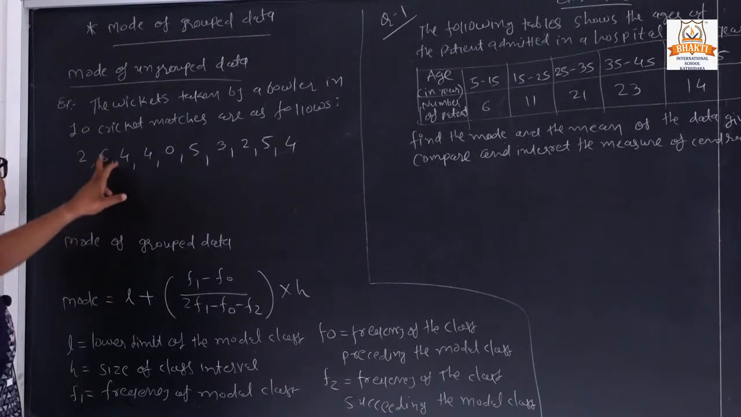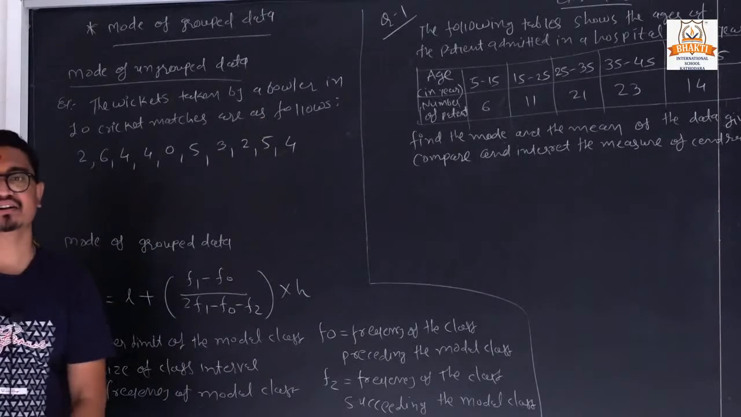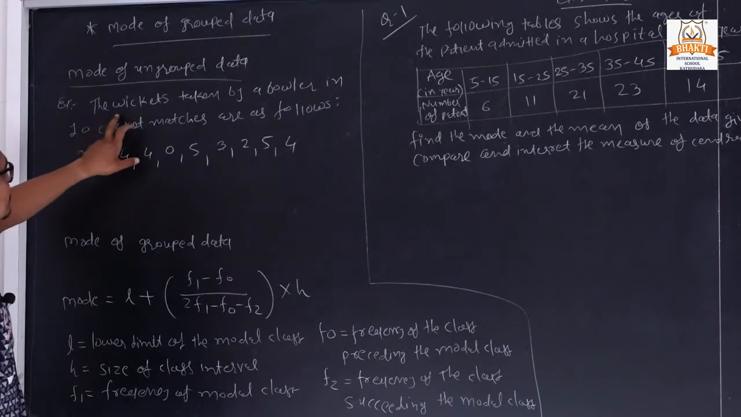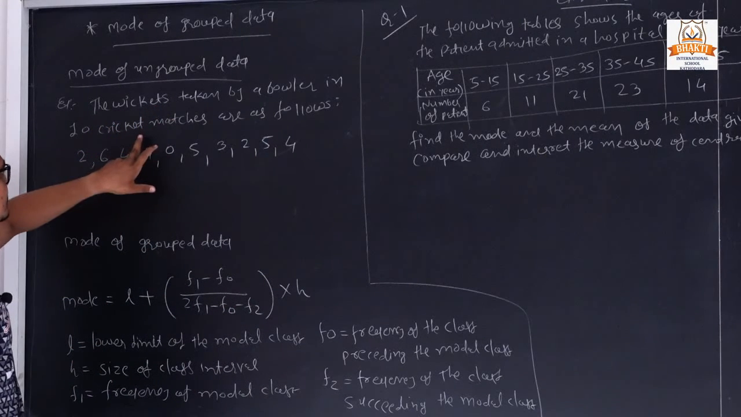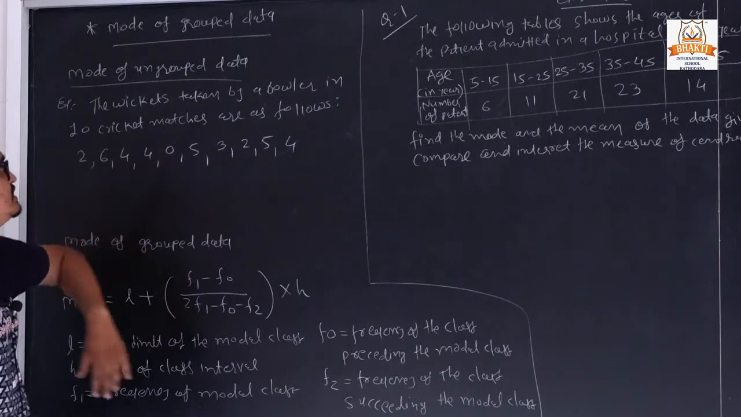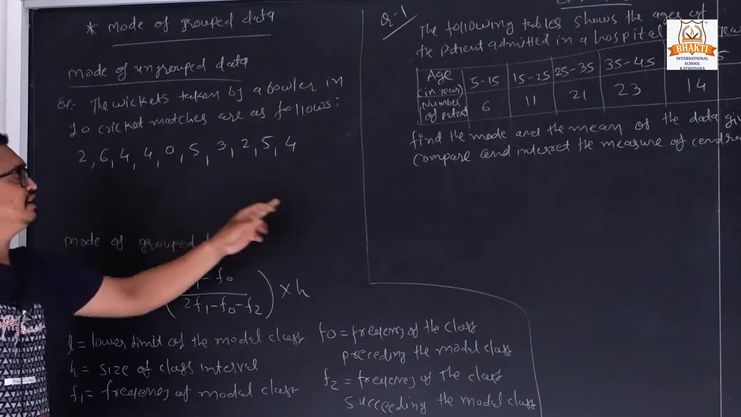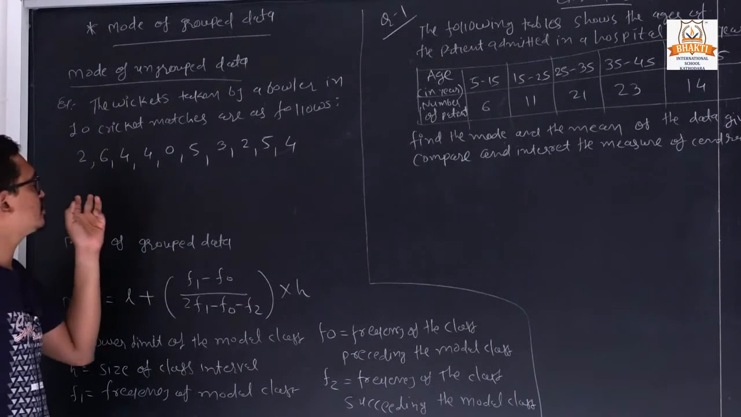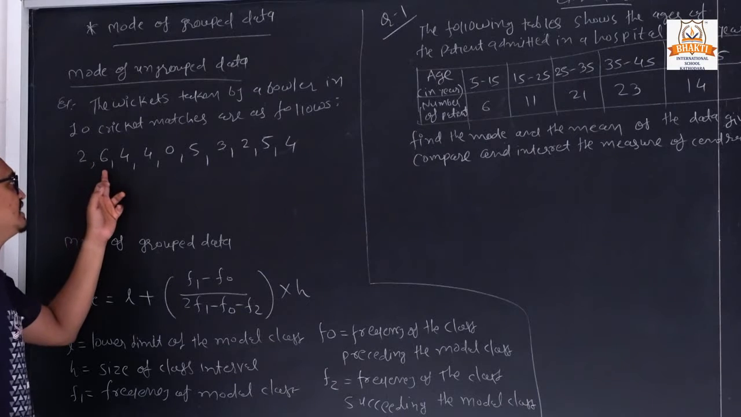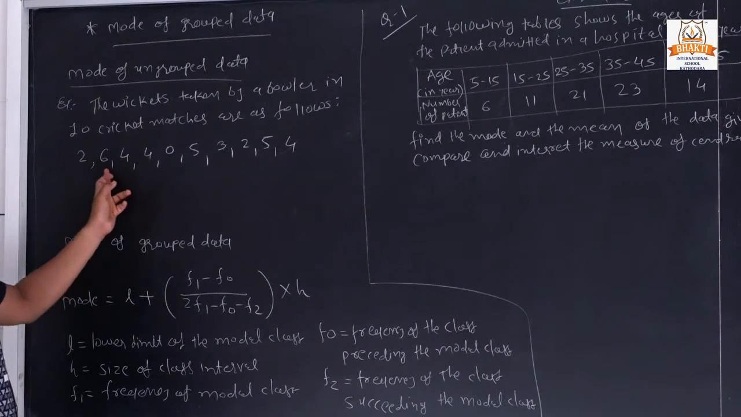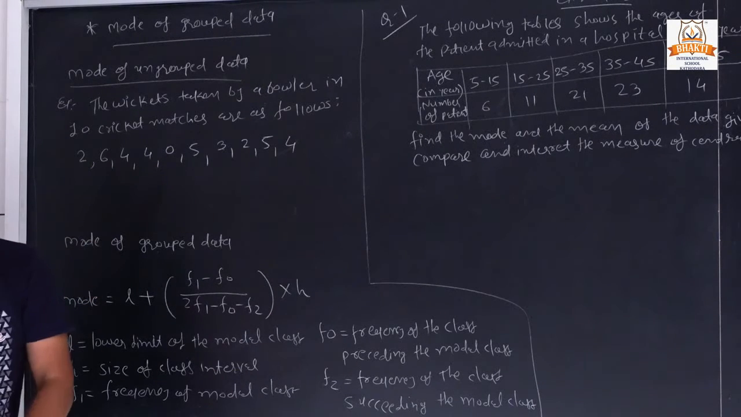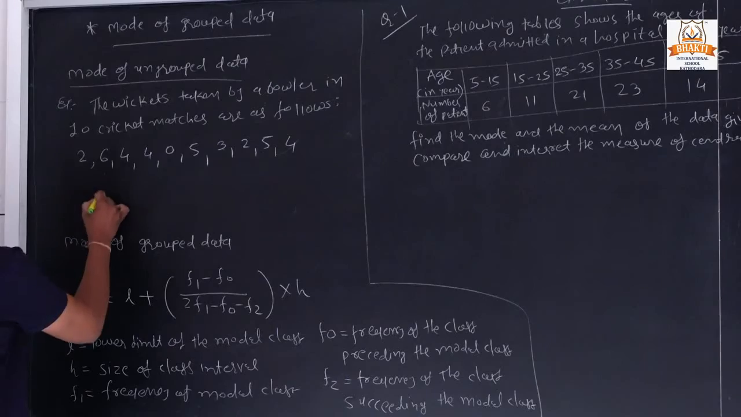Ungrouped means what? For that we can take an example. We have one bowler who took wickets in 10 different cricket matches. Here the data is given. In the first match he took 2 wickets, in the second he took 6 wickets, like that. Now we can find out the mode.